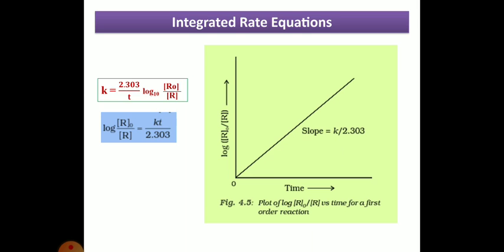We have to imagine this equation in terms of y is equal to mx plus c. So the equation we get here is in the form of y is equal to mx plus c. The y term is nothing but log to the base 10 of R0 upon R, and the x term, when we imagine that equation in terms of y is equal to mx plus c, is time. So the graph will have the nature of a straight line passing through the origin. This is the nature of the graph we get at the end of the integrated rate equation.